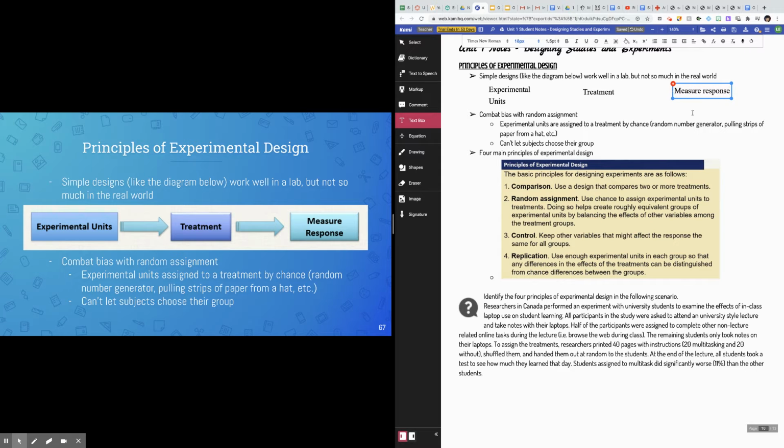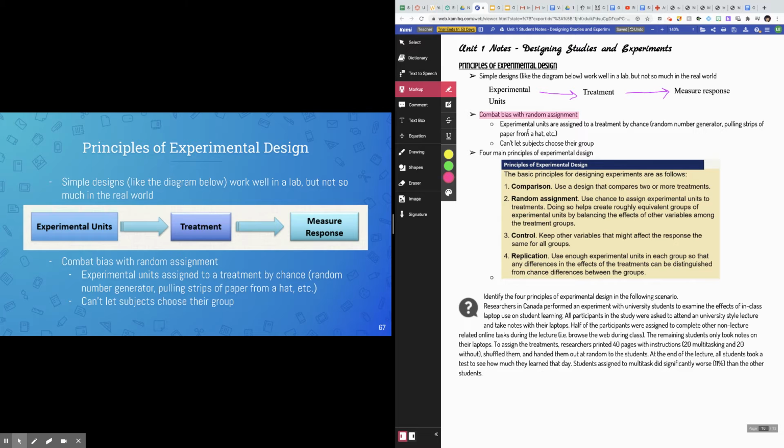Okay, things can happen, right? A lot of the times we have biases that show up, right? Maybe that's not anyone's fault, right? It's just we live in the real world and bias exists in the real world. Okay. So the way that we combat bias is by using random assignment.